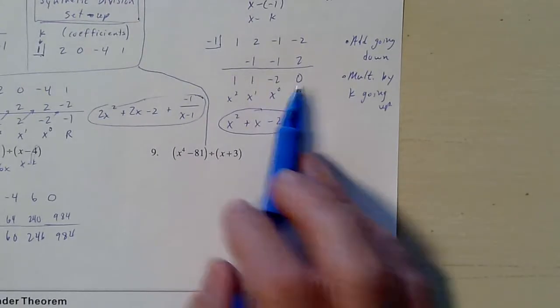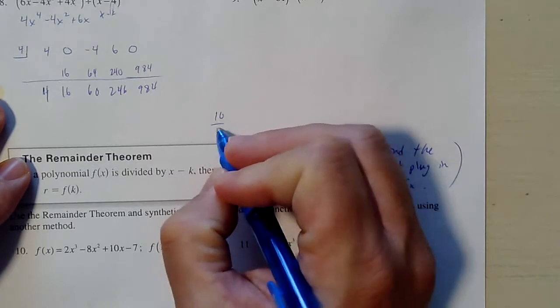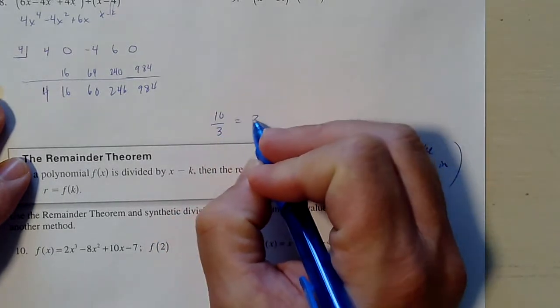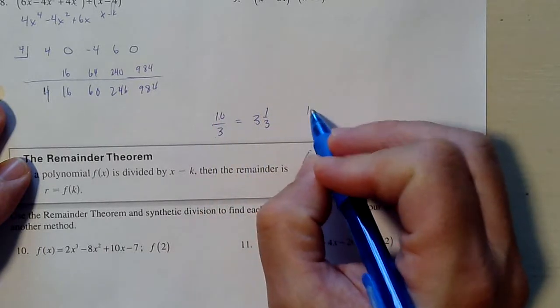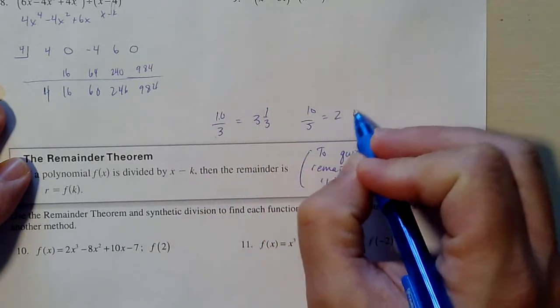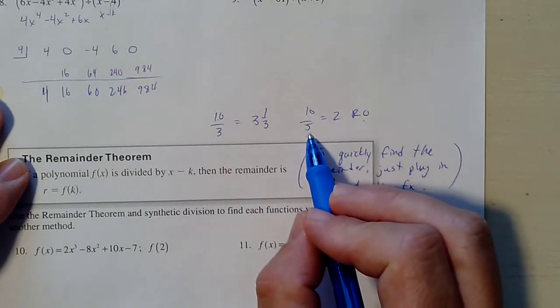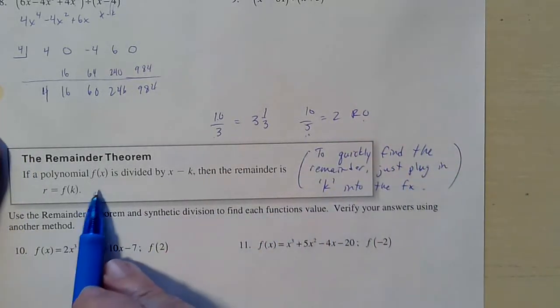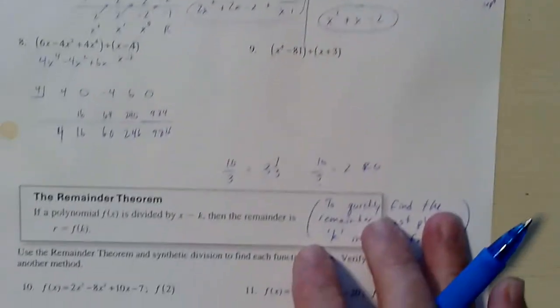If something has a remainder of 0, we call it a factor, right? Make sure you're following along here, right? 10 divided by 3 has a remainder, right? This is 3 1/3. So we say 3 is not a factor of 10. But 10 divided by 5 is 2, remainder 0. When you have a remainder of 0, we call it a factor. Okay, so that's sometimes how the remainder theorem can help you quickly see if it's a factor or not.